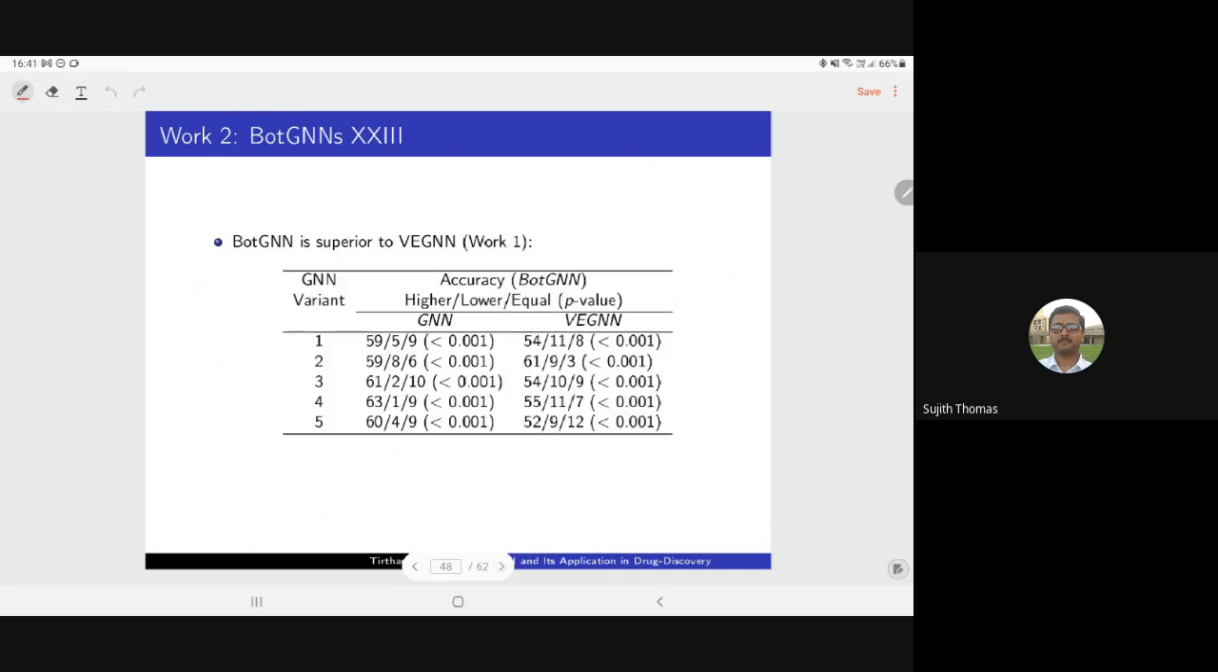And also what we saw is that BOT GNN is really superior to the simple idea of Vegan as well. So this work essentially outdates the result that we have in Vegan. And it is a very significant result, as you can see. The simple idea of Vegan, we're able to beat it by 54, 61, 55, and all that. And all results are statistically significant.